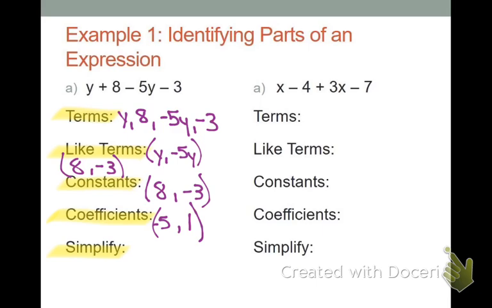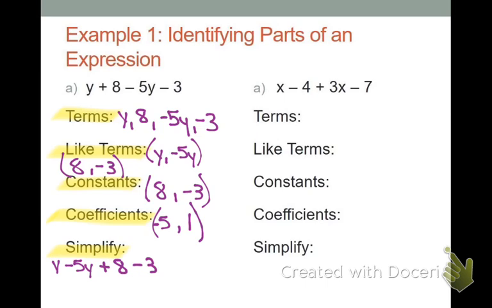All right, so speaking of simplifying, here's what I want you to do for all of these problems. I want you to group your like terms together. So we're going to use the commutative property to rearrange the terms in this expression to combine them. So y minus 5y plus 8 minus 3. We can put these even in parentheses if we wanted to help us group them off, but we don't have to. Okay, so y minus 5y.